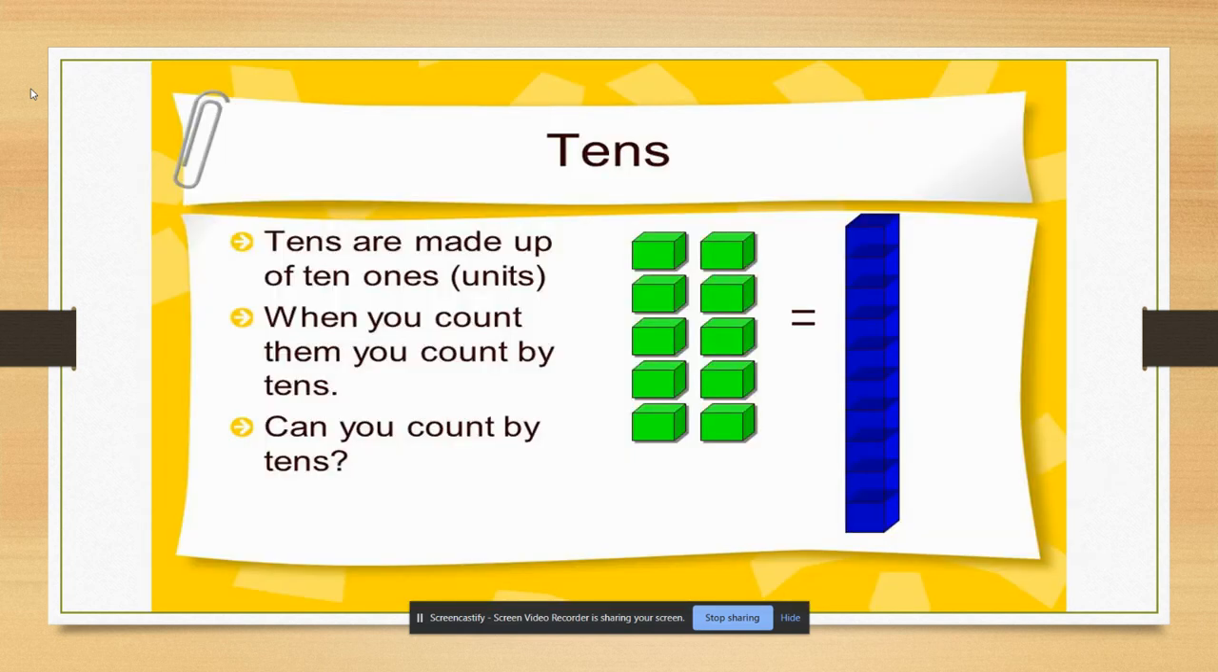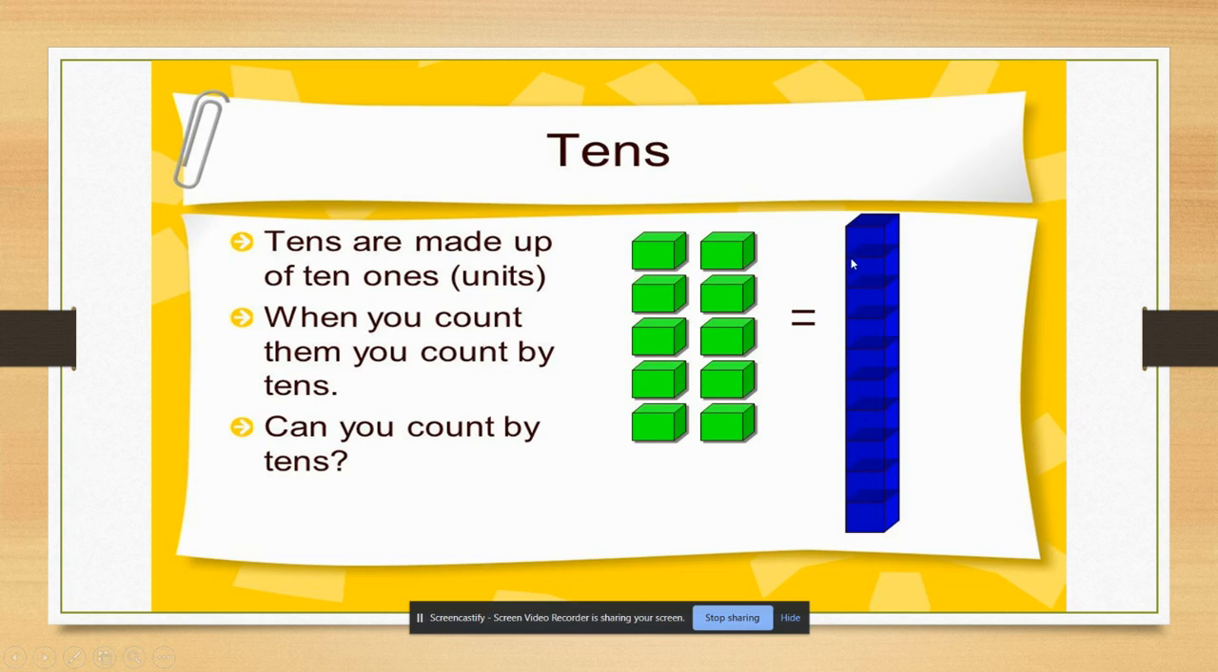Let's go and look at the tens. Tens are made up of 10 ones units. In this case, we are representing units as cubes. If we look here, we count 1, 2, 3, 4, 5, 6, 7, 8, 9, 10. And we know that 10 single ones make a bundle of 10. So we automatically see this bundle right here. We know it's 10. When you count them, you count by 10.